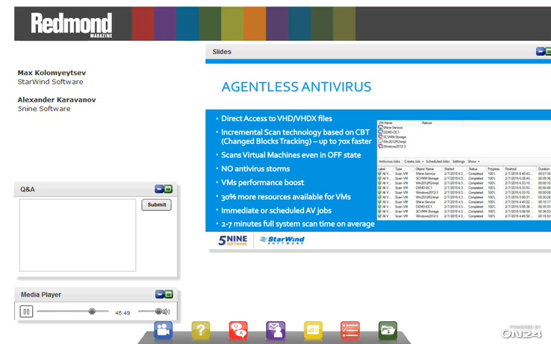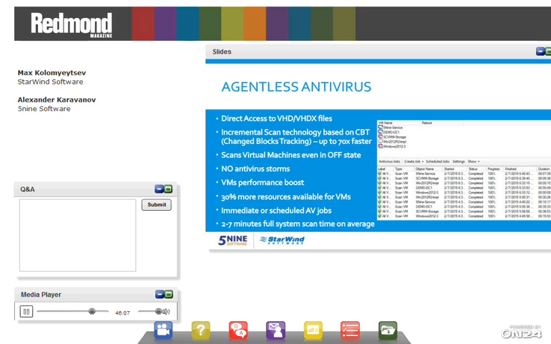And it also allows you to boost virtual machine performance, because you don't really need full system scans happening inside virtual machines anymore. This is happening from the host level, and virtual machines don't even feel that they're being scanned.